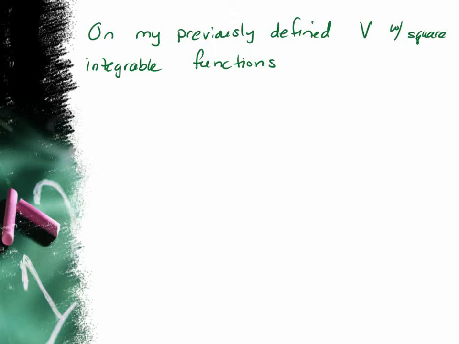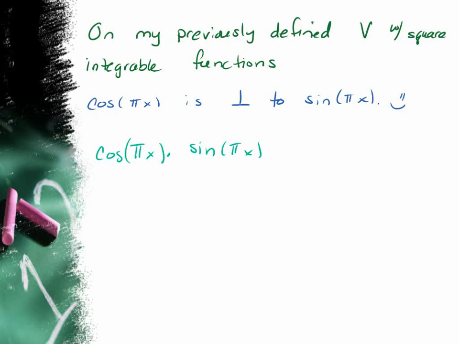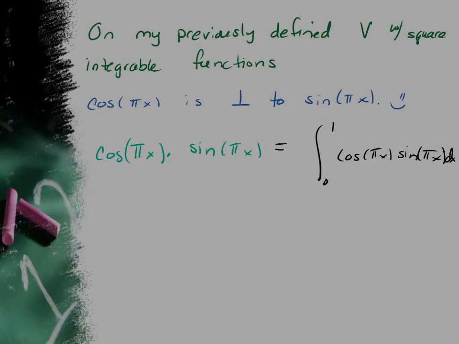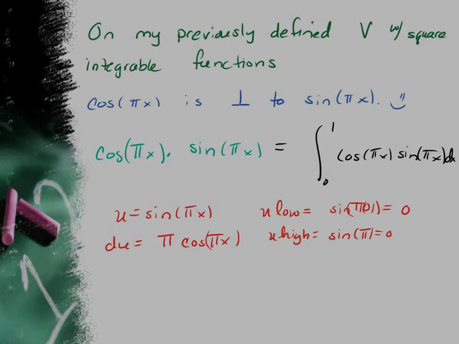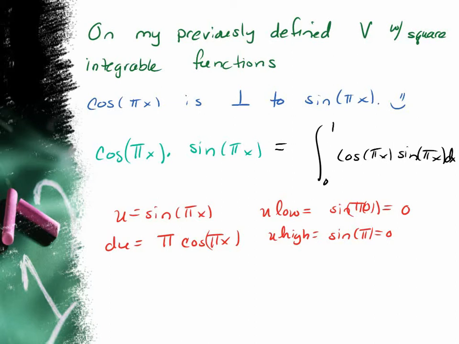So if I have that vector space V that I defined earlier with the functions, I can do it again. In this vector space, cosine pi x is perpendicular to sine pi x. How do I do that? Well, I take the dot product of cosine and sine. To do that, I take the integral of cosine and sine. That's a u substitution. The only thing I don't do today, I think, is partial fraction decomposition. Everything else I'm going to hit.